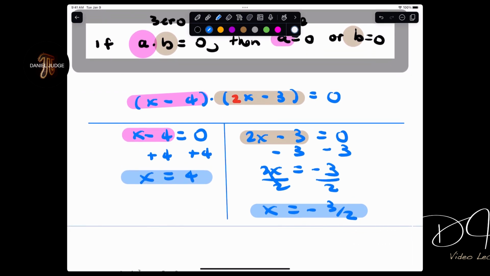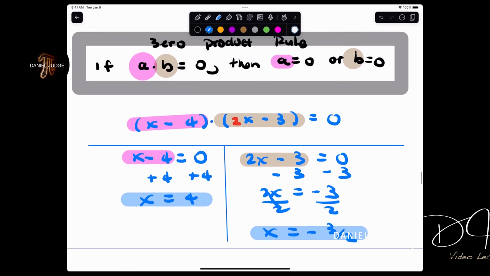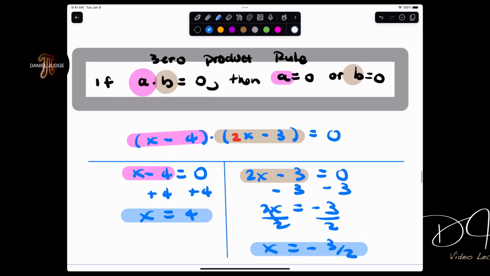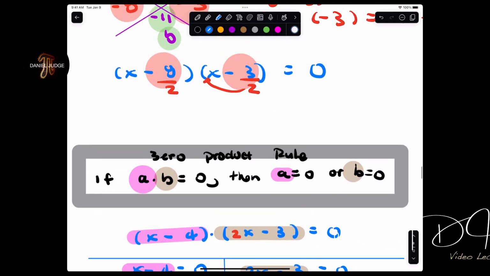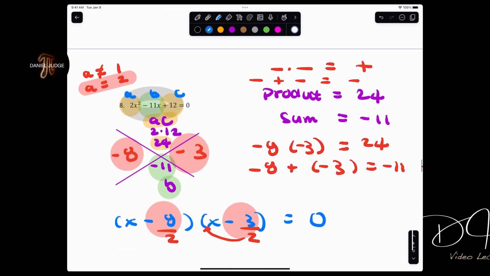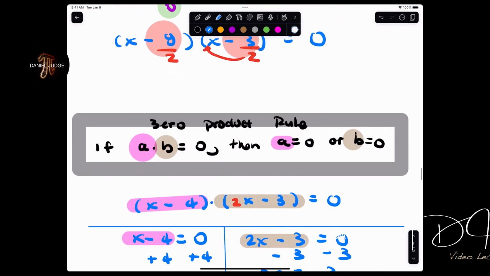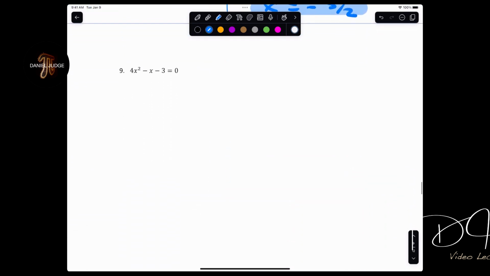There you go, ladies and gentlemen. We factored by the crisscross method, and we use the zero product rule to solve this trinomial equation. It's a quadratic equation, and this will be a useful review for all of you in the future here. Okay, let's do another.